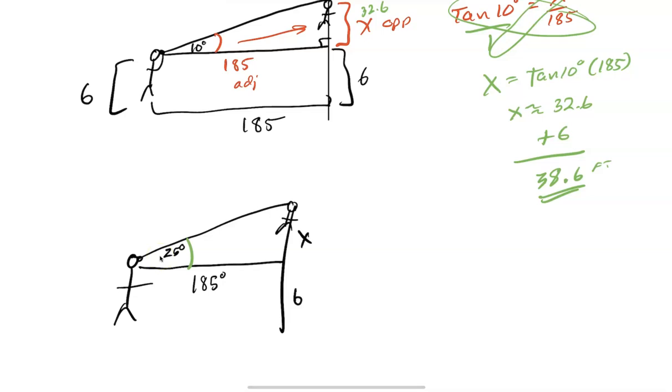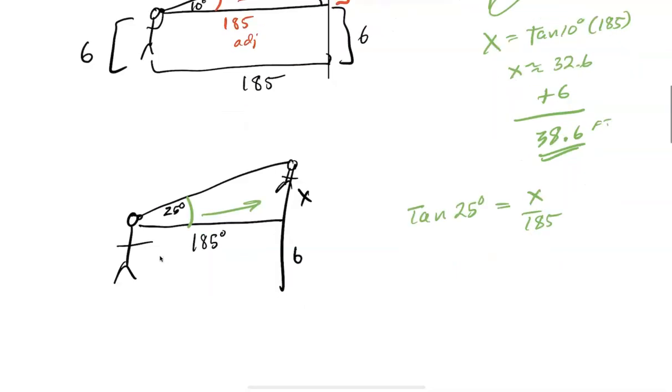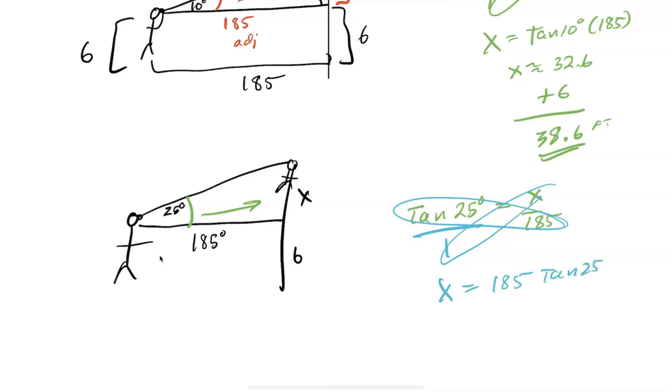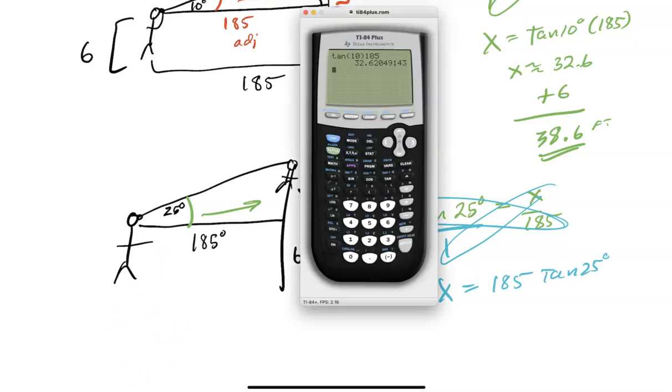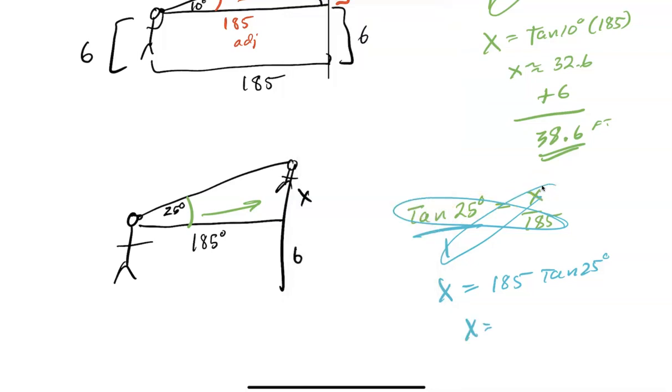So let's do the same thing. Oh, we already know it's going to be tan, so let's do that, right? Tan of 25 equals x over 185. Let's cross multiply. Right, it's tan because it's the exact same ratios. That's why it's still 185. So x equals 185 times tan of 25. Put that into our calculator, and we get 82.3, let's say. So x is about 82.3.